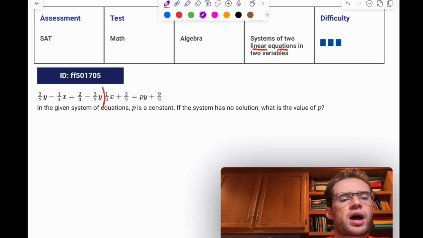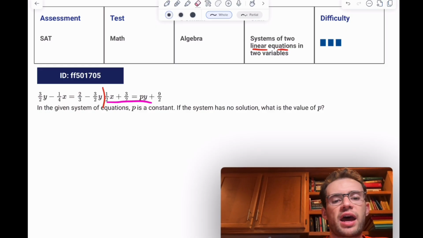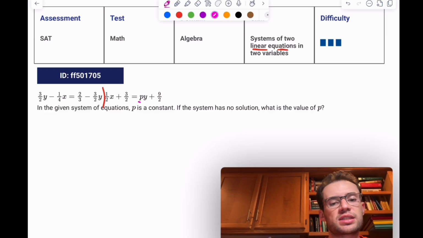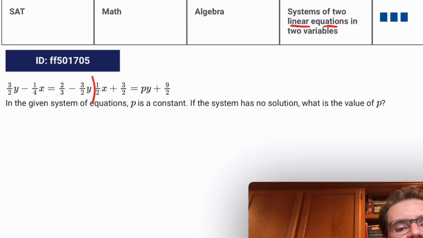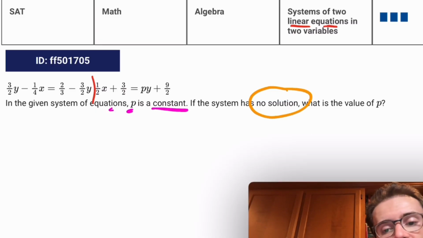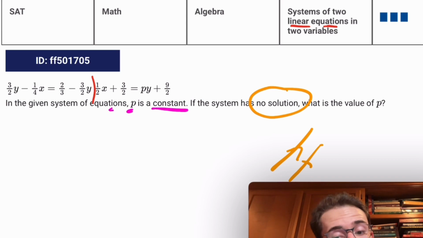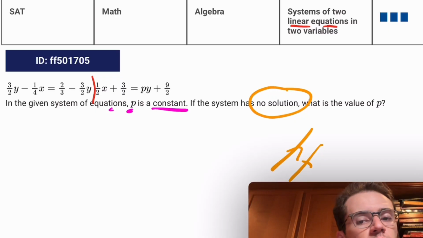But we have 3/2 y minus 1/4 x equals 2/3 minus 3/2 y as the first equation. And then the second equation, 1/2 x plus 3/2 equals p times y plus 9/2. So it's got this constant p in front of the y. In the given system of equations, p is a constant. If the system has no solutions, it's another one with no solution, which means it's going to be a set of parallel lines. No solution for a linear system. They never cross. They have to be parallel. So that means they have the same slope, they're going up at the same rate, but they have different y-intercepts. So what is the value of p?